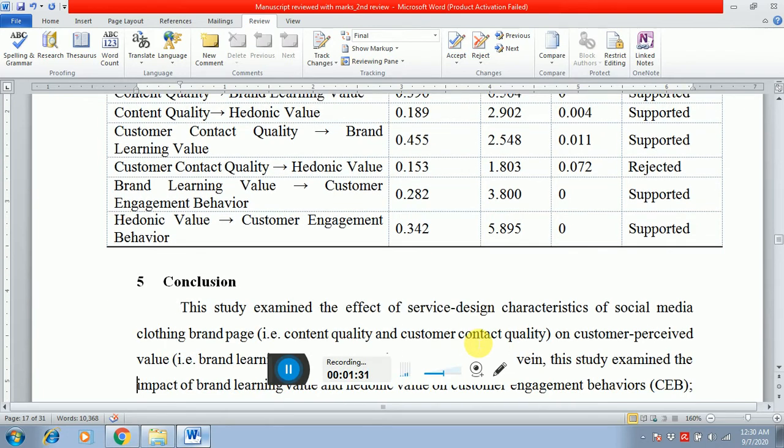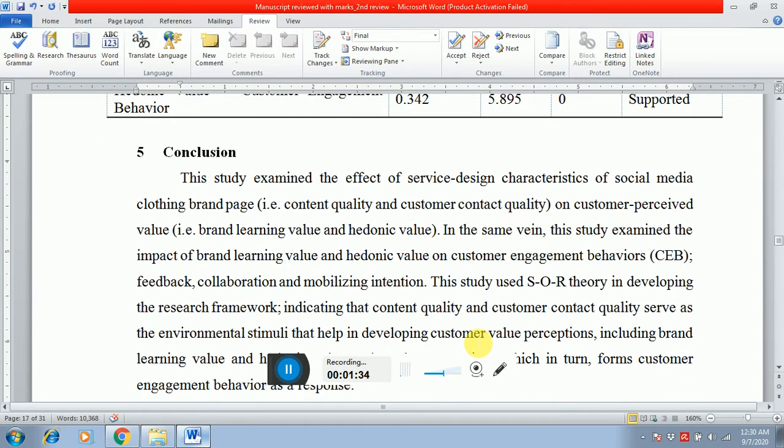So in the conclusion section, in the initial paragraph you have to discuss the study you have conducted. So you can see that in this I have mentioned that this study examined the effect of service design characteristics of social media clothing brand pages, that is content quality and customer contact quality, on customer perceived value, that is brand learning value and hedonic value. In the same vein, this study examined the impact of brand learning value and hedonic value on customer engagement behavior, which has 3 dimensions, that is feedback, collaboration and mobilizing intention.